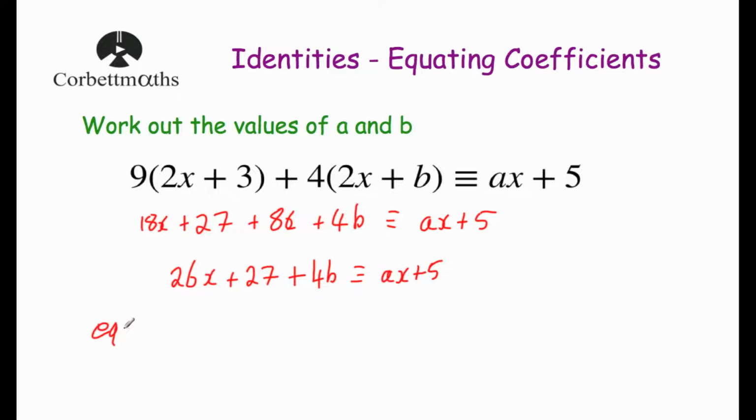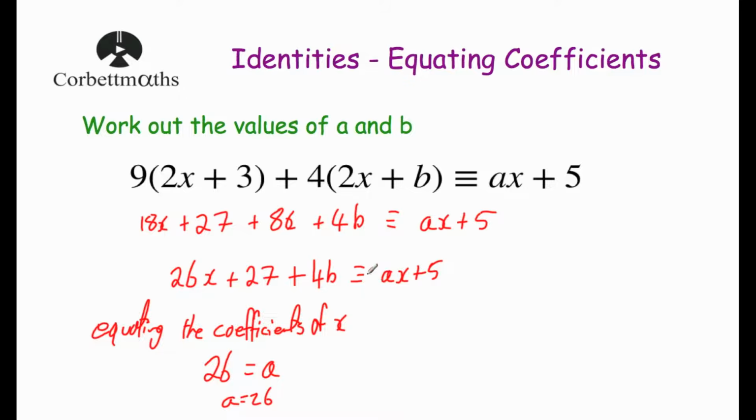So equating the coefficients of x. On our left hand side, we have got 26x, and we've got no other terms of x on our left hand side. And on our right hand side, we've got ax. So that means that 26 will equal a. So that means that a equals 26. So we've found a, so now let's find our b.